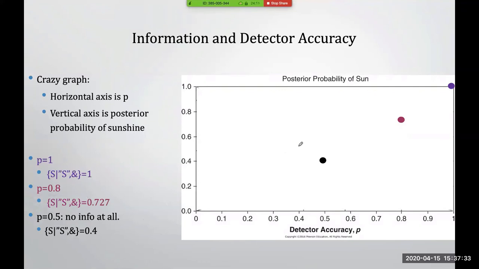Again, here, this is 0.4. This black dot represents the fact that when the detector's accuracy is 0.5, then the probability of the day being a sunny day given a sunny day message is just the prior belief, which is 0.4.